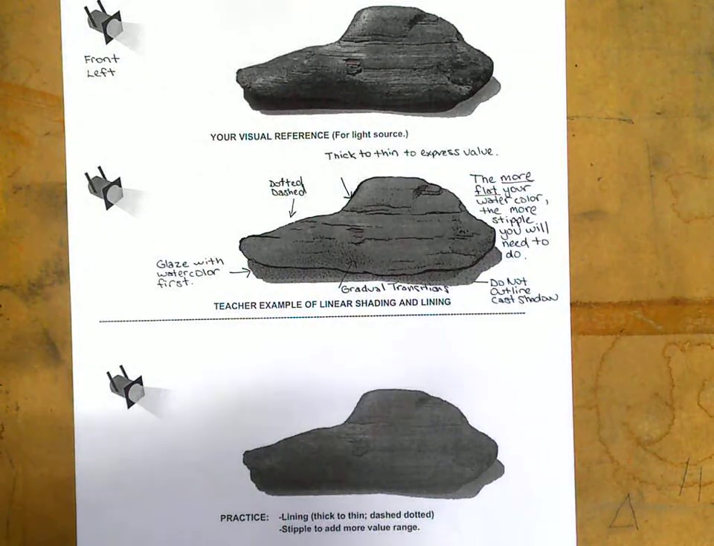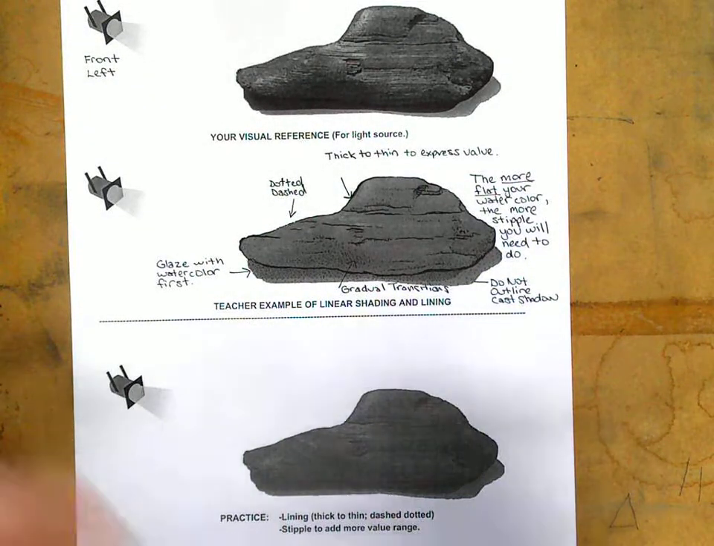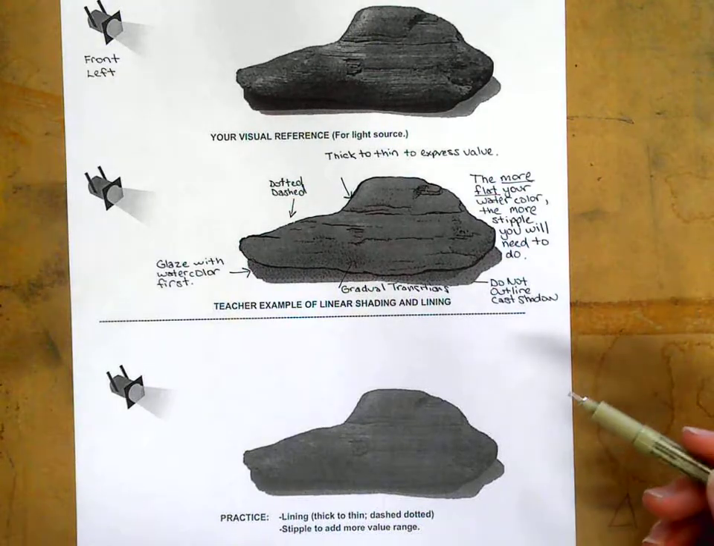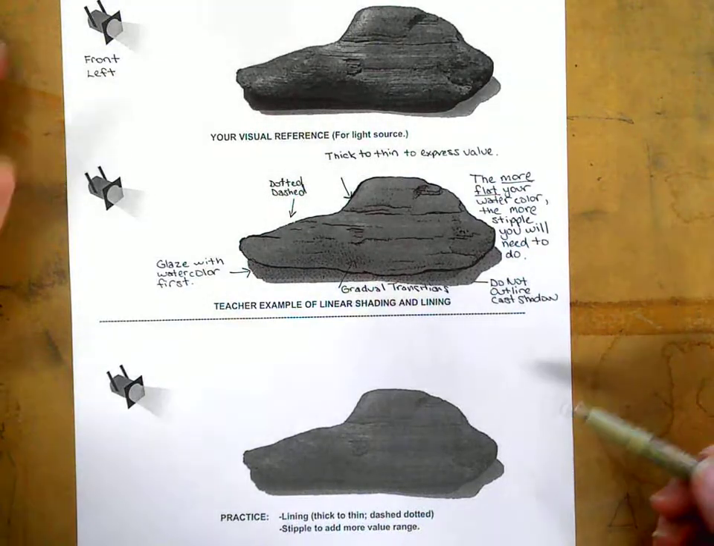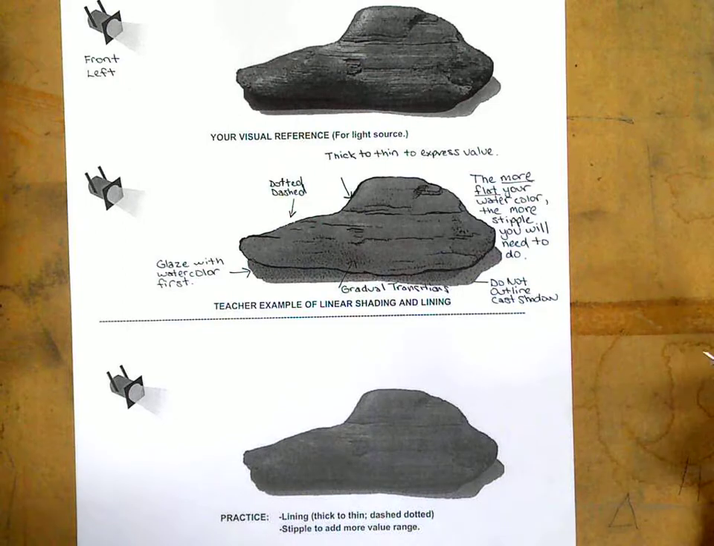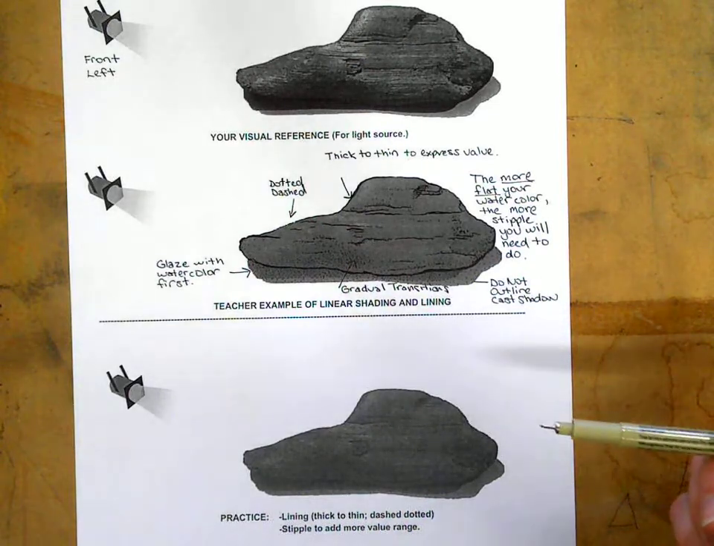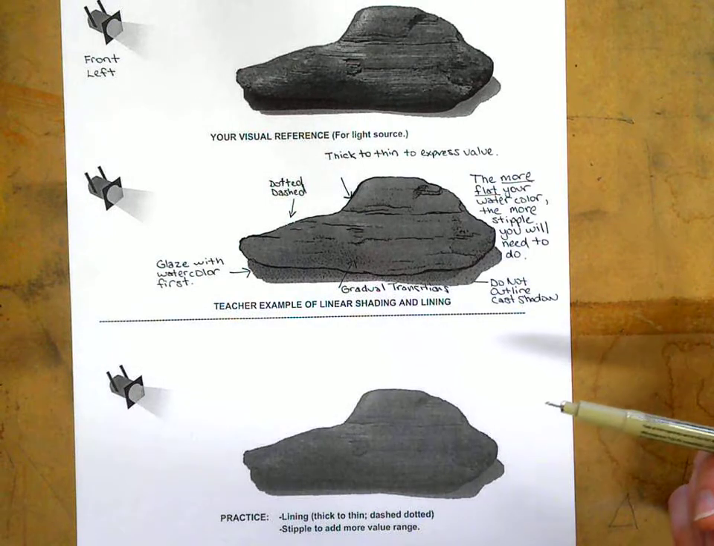Okay, let's go ahead and talk about our linear shading. We've already practiced it with value scales and geometric solids. Now let's try to work on an object that's maybe organic or similar to some of the details that we might have in our place space illustrations.